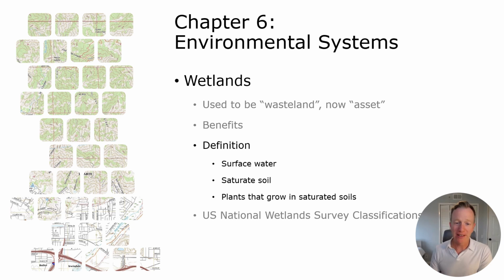So what is a wetland? How do we define it? So first of all, there has to be surface water. There has to be water that for the most part of the year, for a considerable period of time, has to be available.